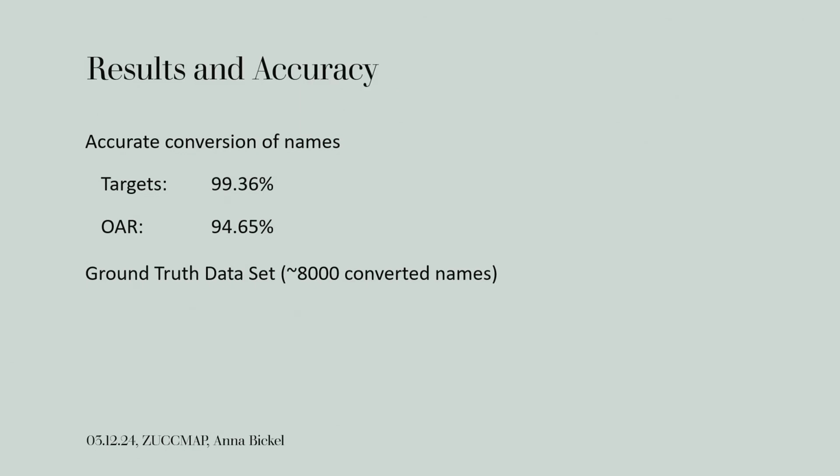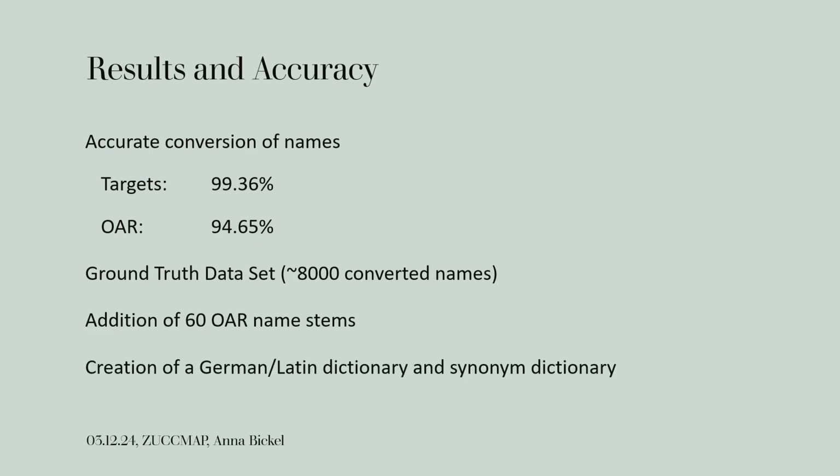That's just something you have to do at the beginning when you write a conversion code. I added 60 new OR name stems, so I had to create 60 new name stems which weren't on the list. And I created a dictionary, which is something I didn't talk about yet, because we had German and Latin words, and as you might have guessed, the convention is in English. So if we have a German or a Latin word, it won't be converted, because how would the computer know that it's another language? And also there are cases where we need synonyms.